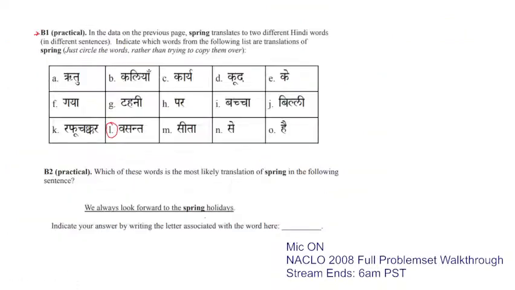Let's look at our answer choices just to see if we can get from there, because we could use process of elimination here. Spring translates into two different Hindi words. In different sentences, indicate which words from the following list are translations of spring.